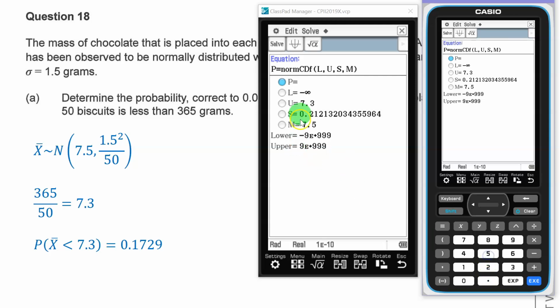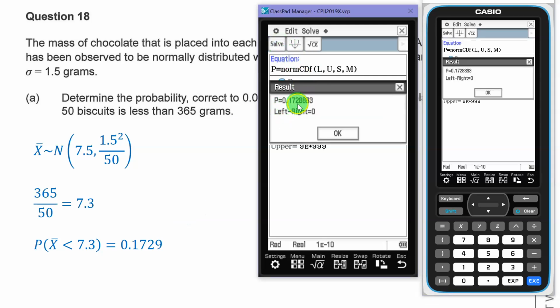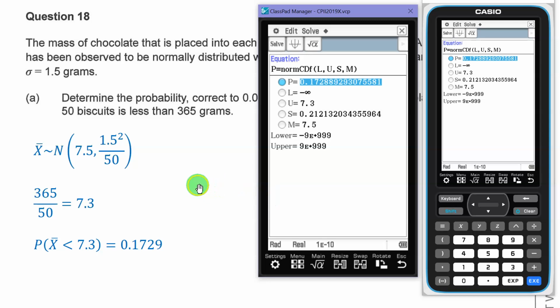By doing it in here, we're calculating all the interim results to write down to keep the marker happy. Finally, we tap solve, and there it is, 0.1729, to the normal 4 decimal places for this type of question.